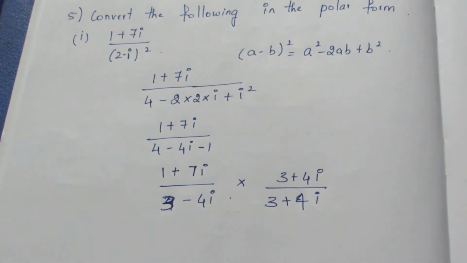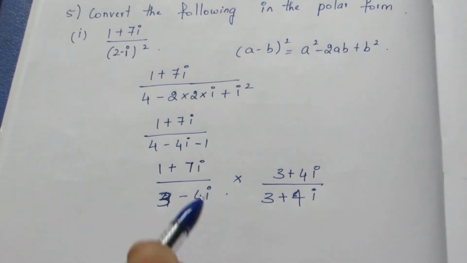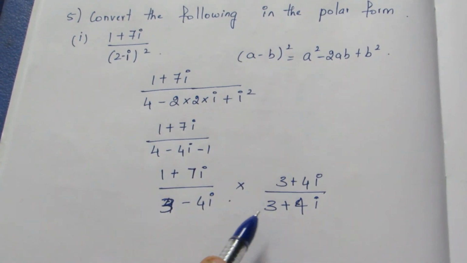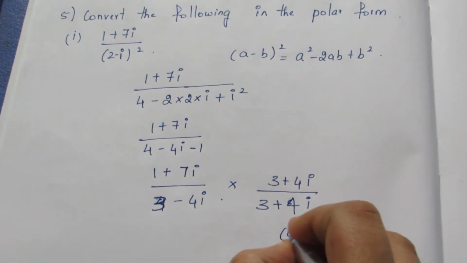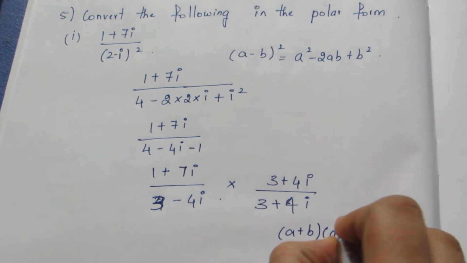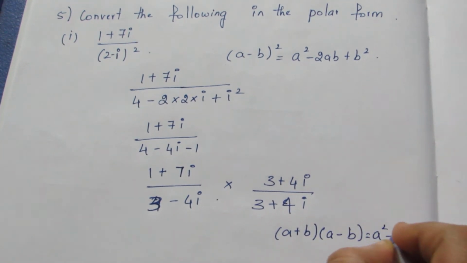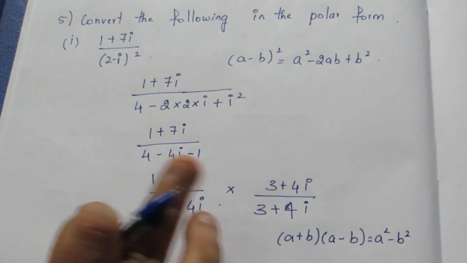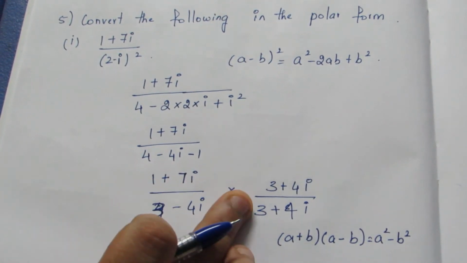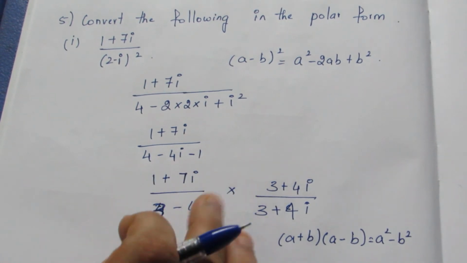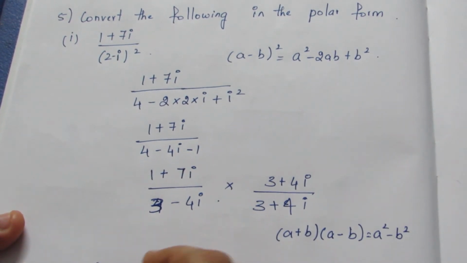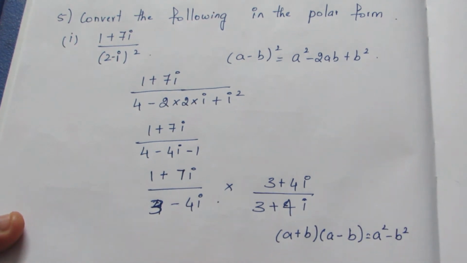We need to look only at the denominator. It is 3 minus 4i. If it is plus, just multiply with minus. If it is minus, just multiply with plus. Here it is in the form of (a plus b) into (a minus b). We can use the formula a square minus b square on the denominator. On the numerator it is just binomial multiplication because it is not the same. The denominator is 3 square, that is a square, 9, minus (4i) the whole square.